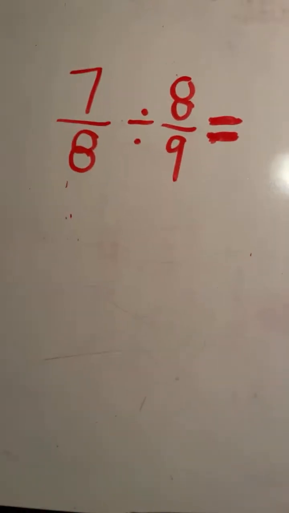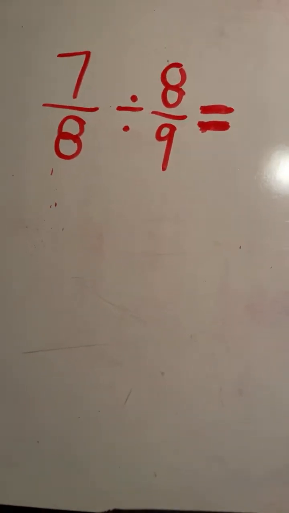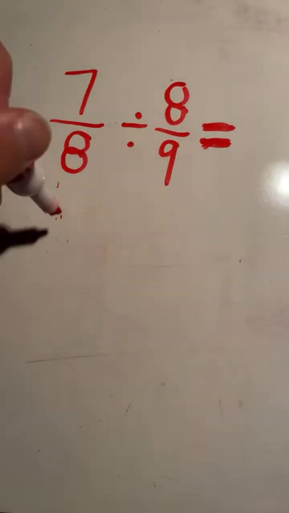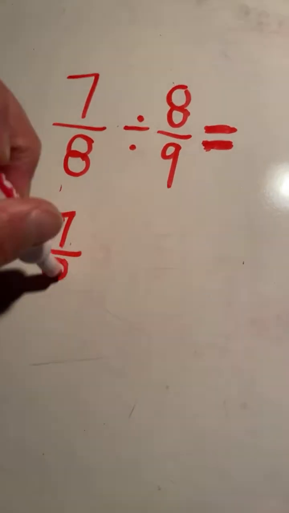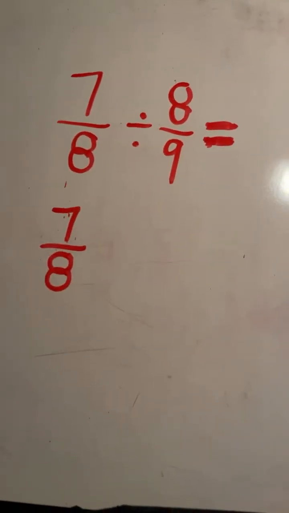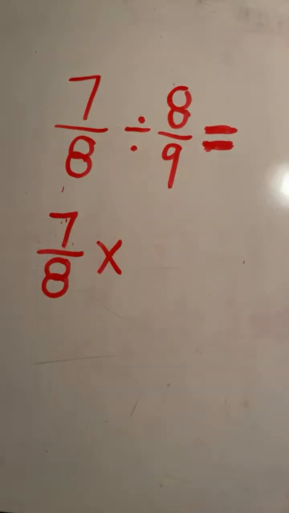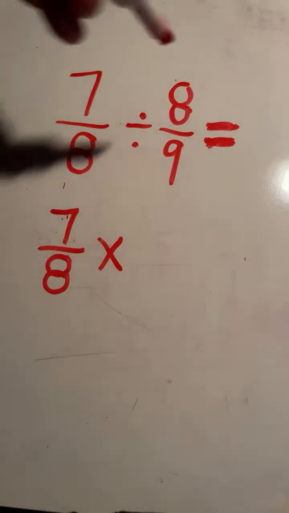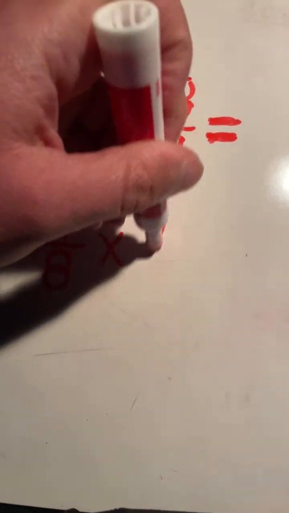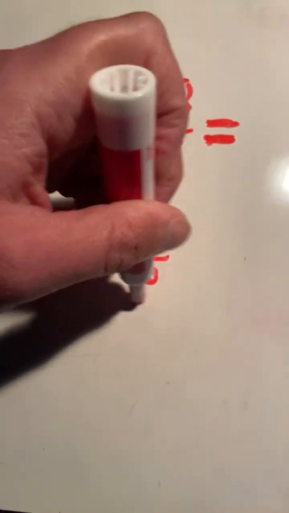7/8 divided by 8/9. Step 1, we keep our first fraction the same. Step 2, we change our division sign to a multiplication sign. Step 3, we flip the second fraction. Our denominator becomes our numerator. Our numerator becomes our denominator.